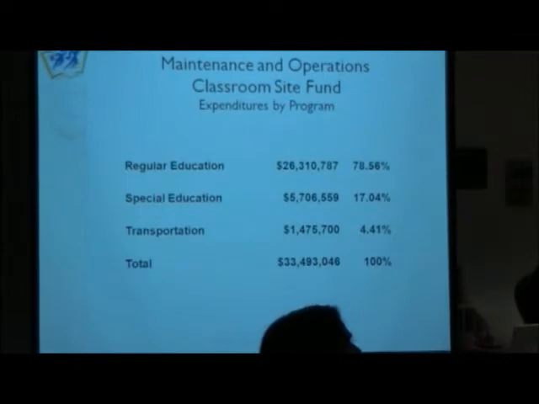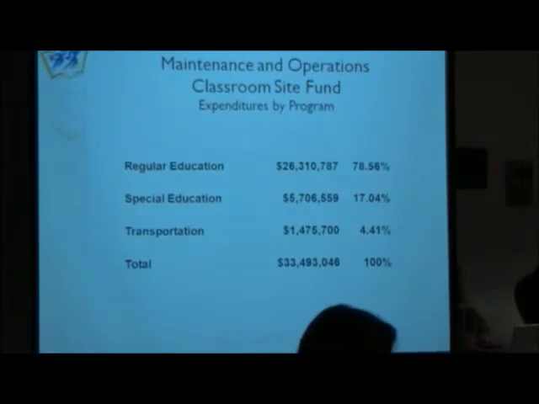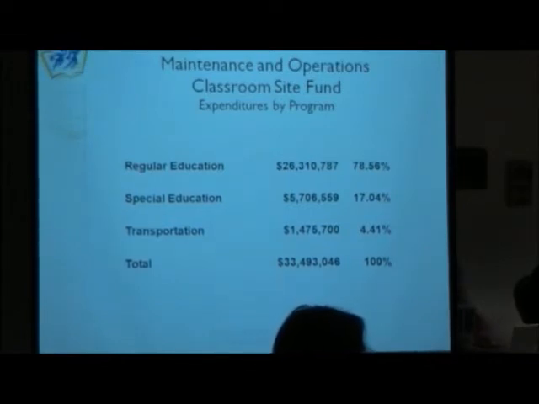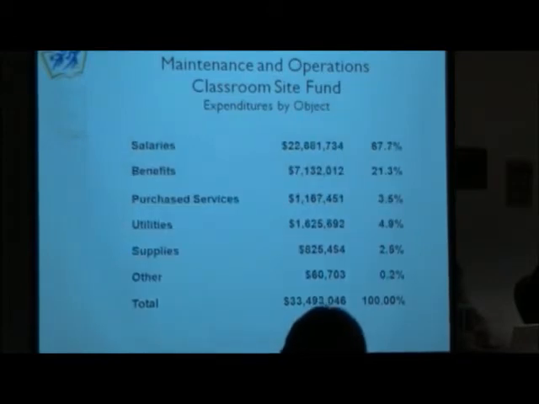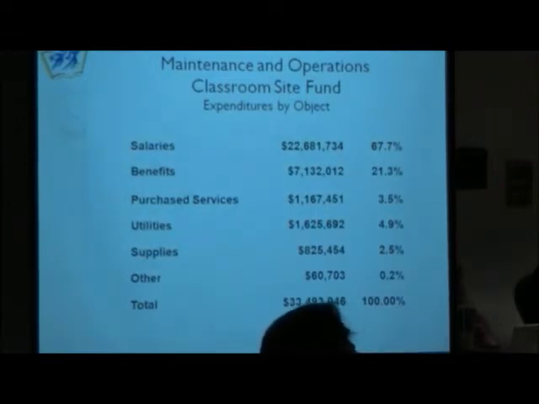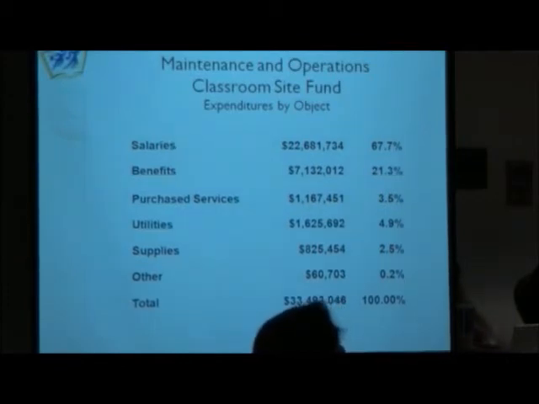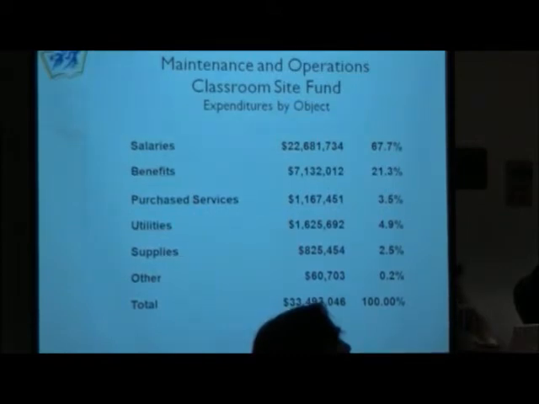Regular education, special education, and transportation are the three segments of the M&O budget, and this remains fairly steady. Scott, when you think about our M&O budget, say 4 years ago, how does it compare to the 33 million that we show now at the end of 2009? It's down significantly, and most of the reason for that is student attrition.